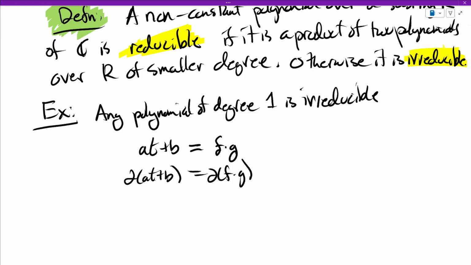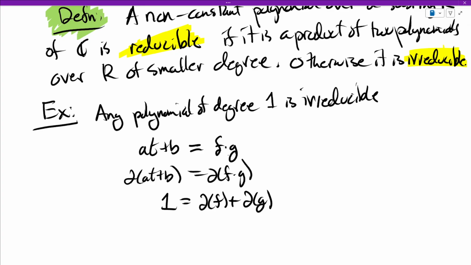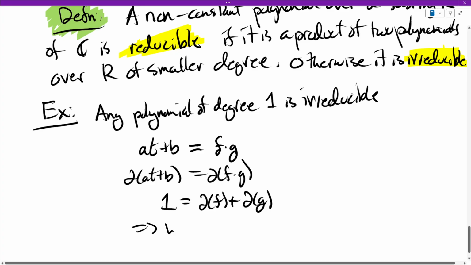On the left-hand side, if it's a linear polynomial, degree 1, a is not 0, so this is degree 1. On the right-hand side, degree takes multiplication to addition. Neither of these can be negative infinity, so f and g are both non-zero, certainly. And the degree is a natural number, so it can either be 0, 1, 2, or so on. The only way that two natural numbers add up to 1 is if one of them is 1 and one of them is 0.